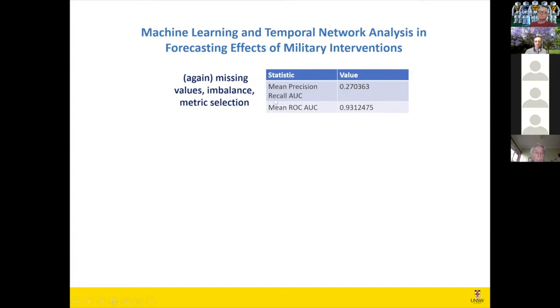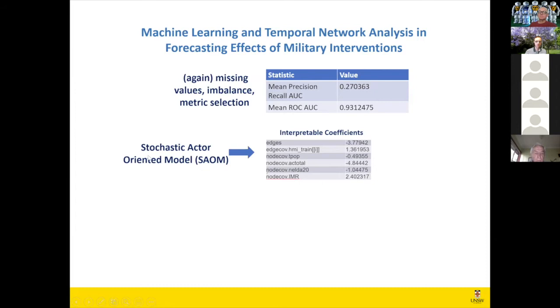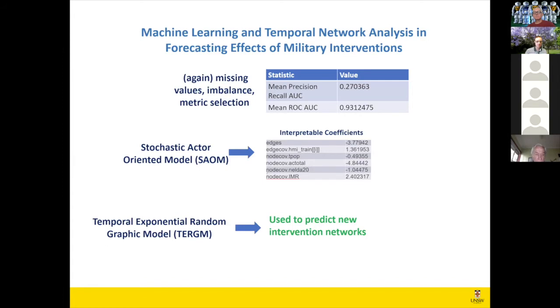So currently the student decided to use two models. A stochastic actor-oriented model, SAOM, whose initial results have produced some coefficients which can tell which variable and which factor influenced the prediction more or less, and in what way, negative or positive. Negative not necessarily meaning bad, but just the coefficient. And a temporal exponential random graph model, where we're hoping to predict new intervention networks.